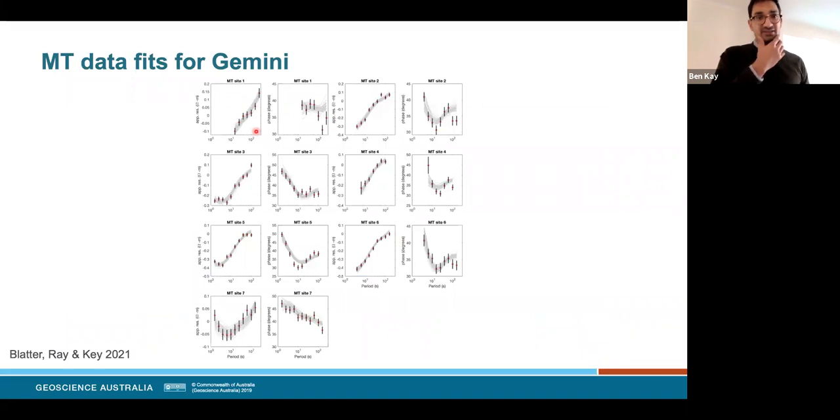As you can see, this is very different from land MT because the periods you're using are quite large. This is quite low frequency. We're only going from 1 second to about 100 seconds over here. And yeah, there's 7 sites. That's apparent resistivity and phase. But yeah, it fits the data. So I'm not just showing you pretty pictures.